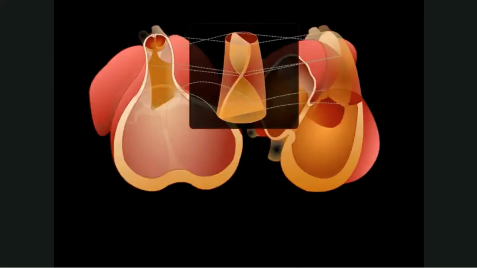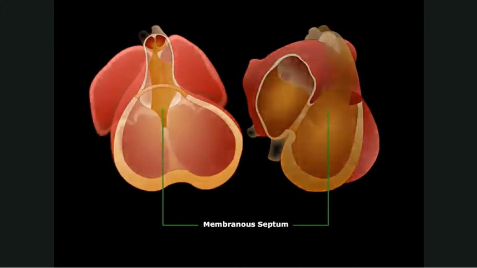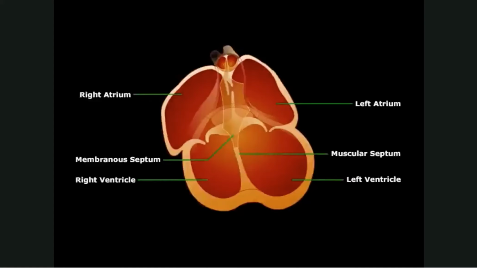The aorticopulmonary septum extends further down towards the muscular part of the interventricular septum, along with the endocardial cushions, to form the membranous portion of the interventricular septum. When the membranous septum fuses with the muscular septum, the right and left ventricles become completely divided.